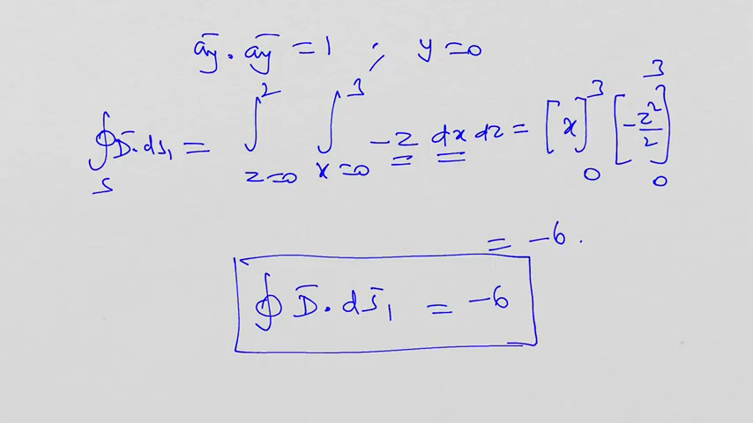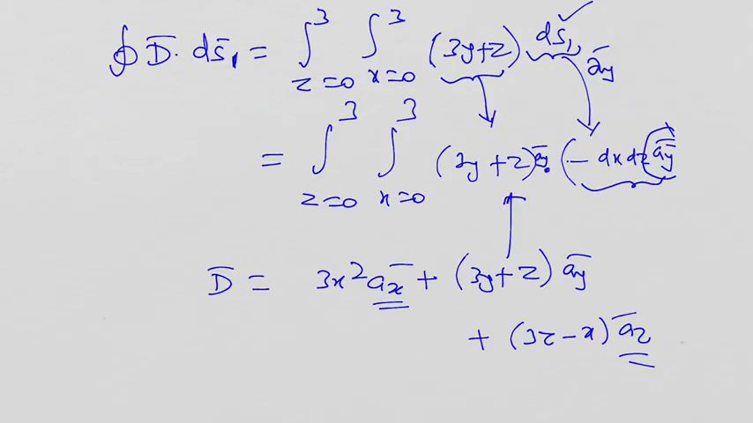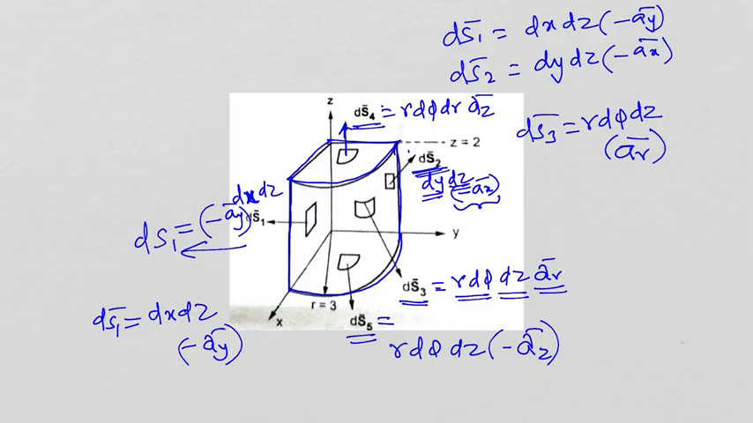This can be kept on one side. Similarly, if you calculate the surface integral of D dot ds2 over the second surface, where is it located in the diagram? It is seen as the surface available over the space situated at the back side, isn't it?